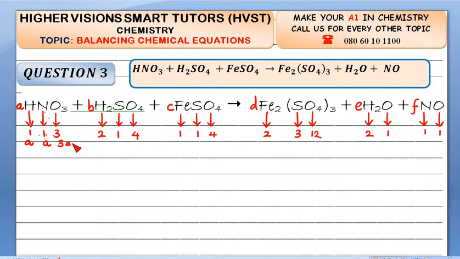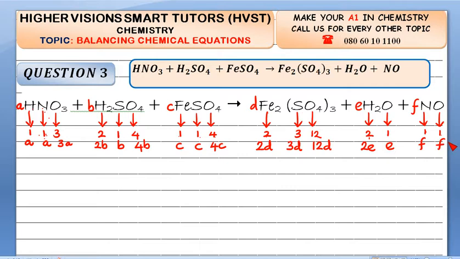Then over here 2 times B, that's 2B. 1 times B, that's B. 4 times B, that is 4B. 1 times C, that's C. 1 times C, that's C also. 4 times C, that's 4C. 2 times D, 2D. This is 3 times D, that is 3D. 12 times D, that is 12D. This is 2 times E, 2E. 1 times E, that's E. 1 times F, that's F. 1 times F again, that's also F. Now these are the things we have.